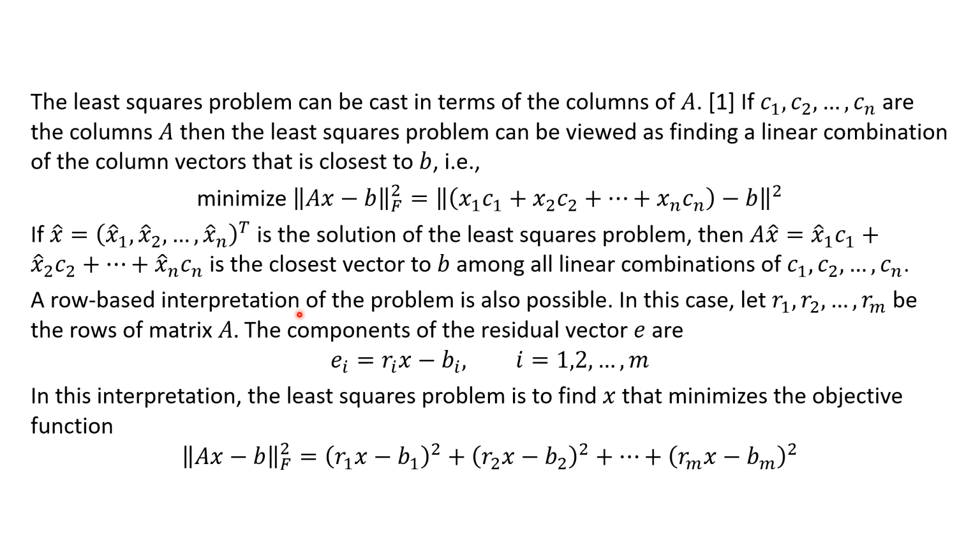A row-based interpretation of the problem is also possible. In this case, we let r1, r2 up to rm be the rows of A. The components of the residual vector E equal this here. In this interpretation, the least squares problem is to find x that minimizes this function here. So this is in terms of rows, this is in terms of columns, and these different row and column representations are mentioned in my video, which again I'll give you a link to. So if you're not familiar with this, have a look at my prior video.